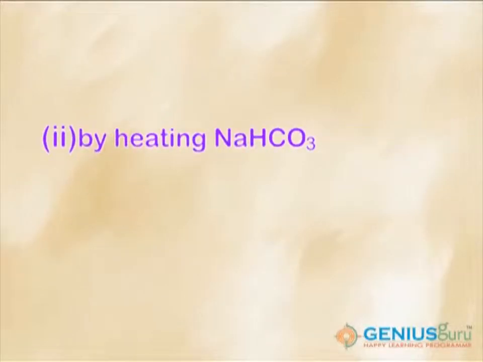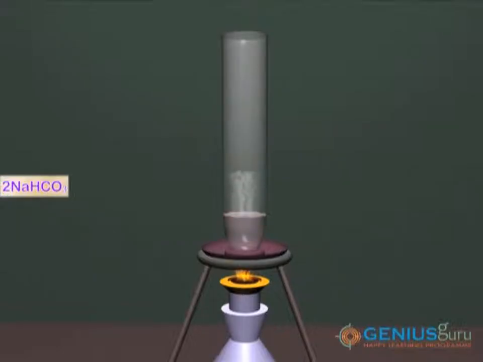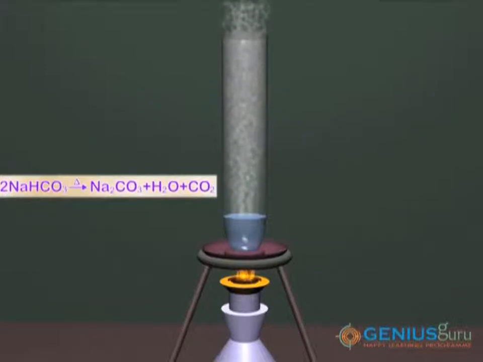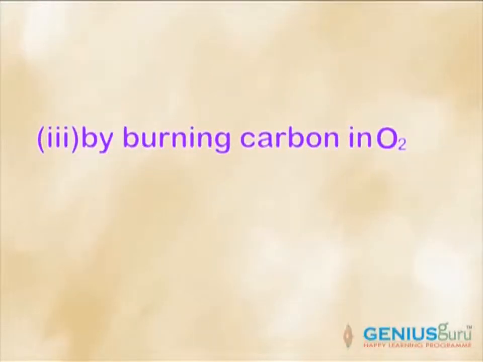In a similar way, by heating sodium bicarbonate, carbon dioxide is also obtained. This is represented in a chemical equation form as 2NaHCO3. This also on heating gives sodium carbonate, a water molecule, and CO2. In this way, carbon dioxide is obtained by heating sodium bicarbonate. Coming to the next one, by burning carbon in the presence of oxygen.